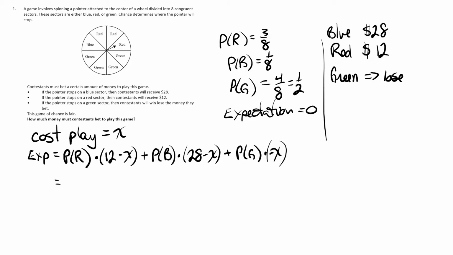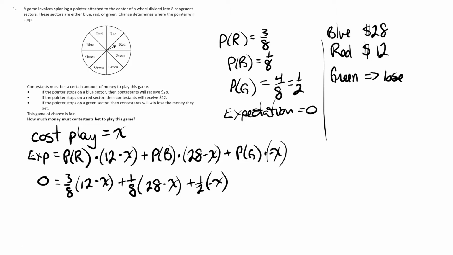We know that our probability of red is 3 out of 8 times 12 minus x, plus the probability of blue is 1 out of 8 times 28 minus x, plus the probability of green, which is 1/2 times negative x. Now, because we know we're working with a fair game, and we're trying to find x, we can set the expectation to 0 and continue now to solve the equation.